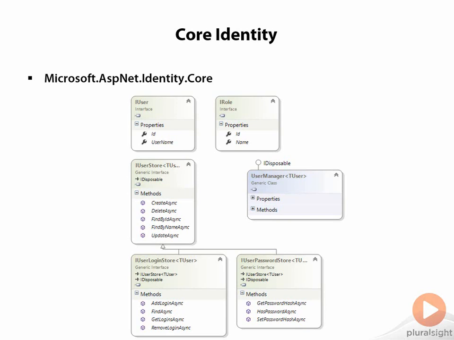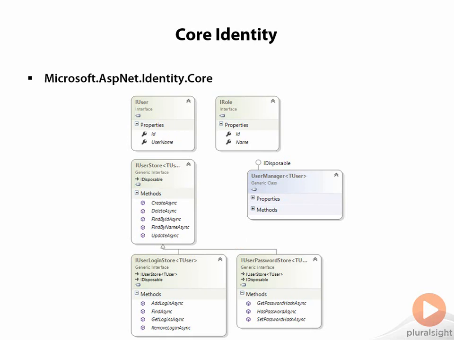Notice that an IUserPasswordStore is an IUserStore, so an object implementing that interface can not only create and find users, it can also get and set the user password with granular methods like GetPasswordHash and SetPasswordHash, and everything is async by default.